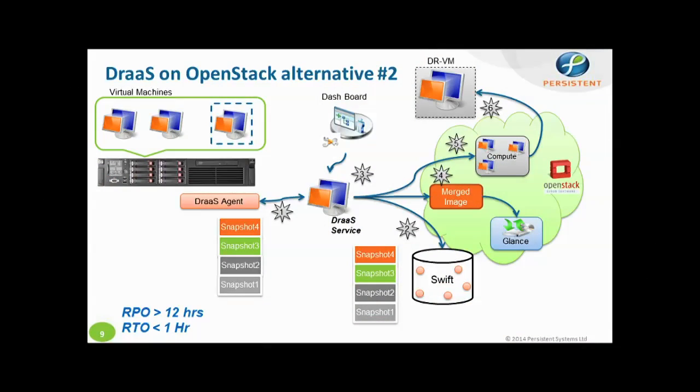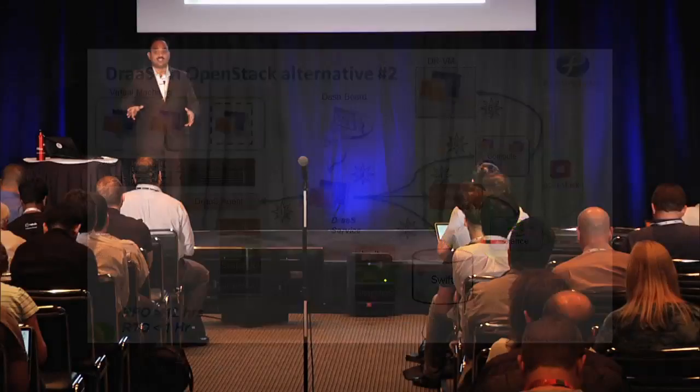This approach has a specific advantage that you don't need support from any provider. It could be any vanilla OpenStack. You don't need a change, and you don't need a lot of resources for the DraaS service itself to run. So you just need Swift, and you just need a compute.